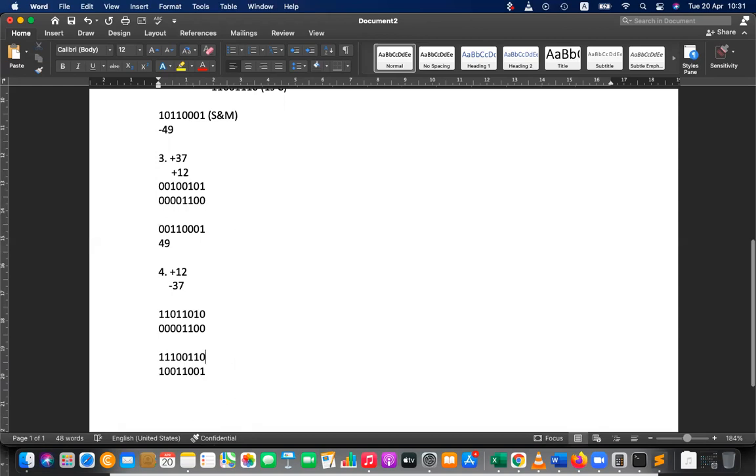And you have to invert that. After inverting, 0 will be inverted to 1, double 1 0. So the inverted result, you know this is minus 25. This is sign and magnitude, and it is equal to minus 25. And this is the one's complement answer.